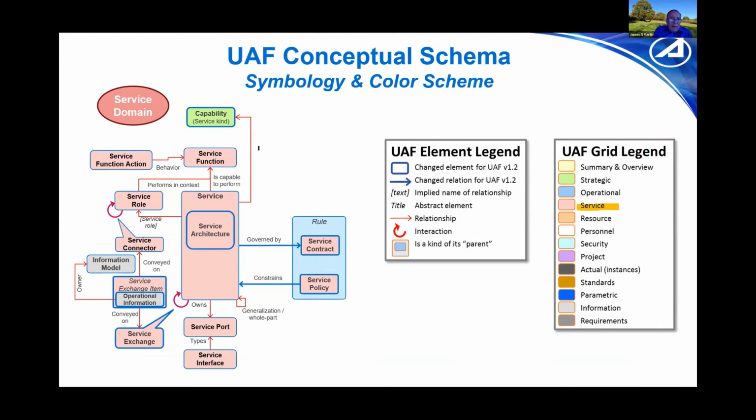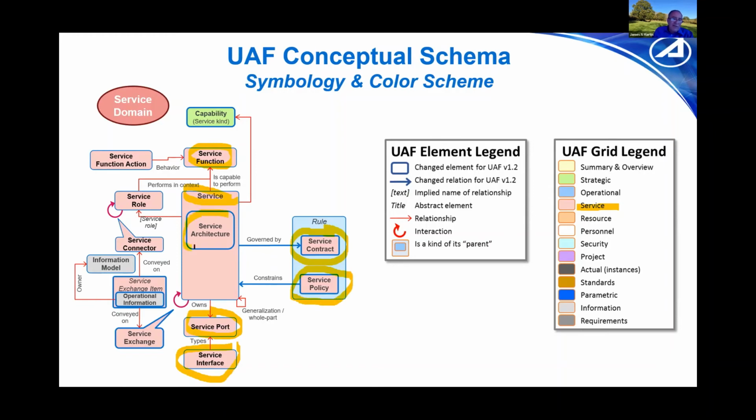So we're using a simple entity relationship modeling notation to capture this, to make it simple to understand. So the basic thing is a service, which can perform a service function. The service can own a port, and the port is typed by a service interface. So if you're going to utilize the service, you would interact with that service through the service interface. We also have a service contract, which is going to govern the execution of the service, and we have service policies that will constrain that service.